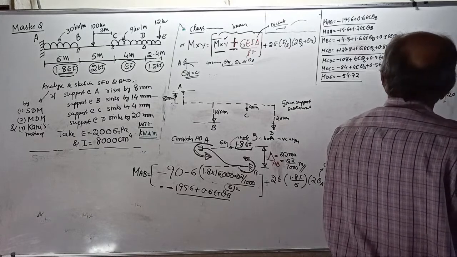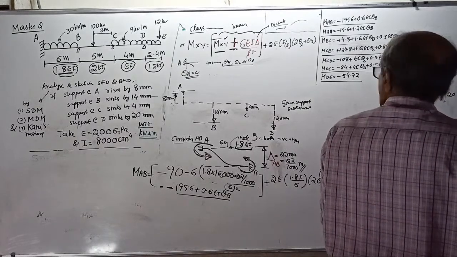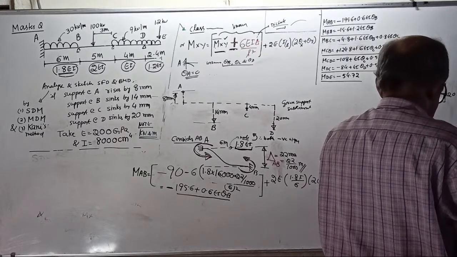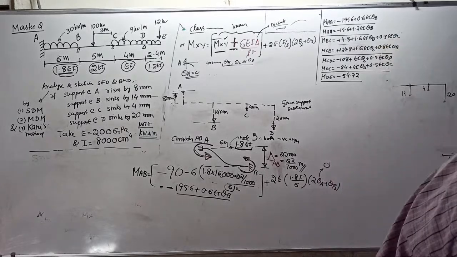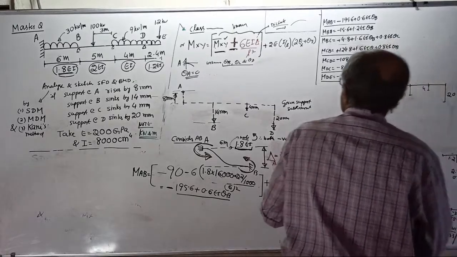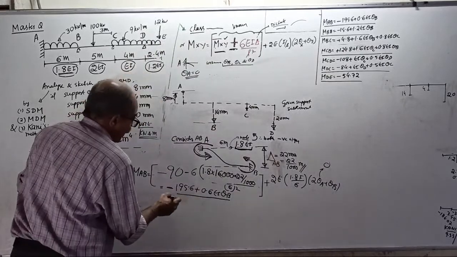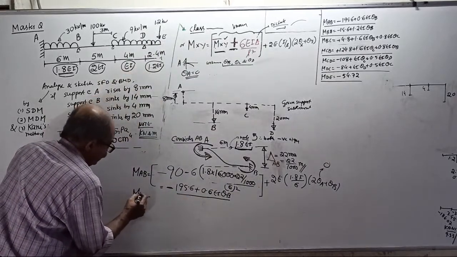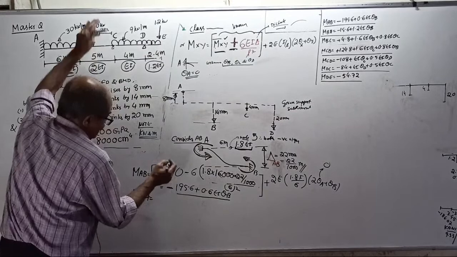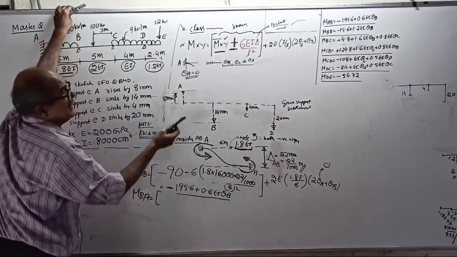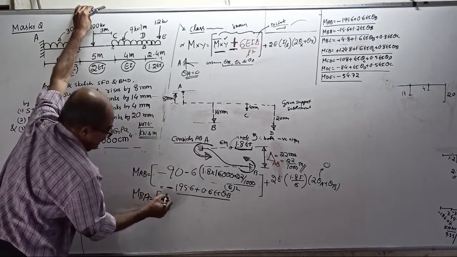Unisha. 12 into 2.4 plus 9 into 2.4 square divided by 2. Yes, 54.72. Okay, leave it now. Start. This is the answer. Therefore, this is MAB. Now write MBA equal to, see here, corresponding FPM, M bar BA. Where is it? I removed everything.